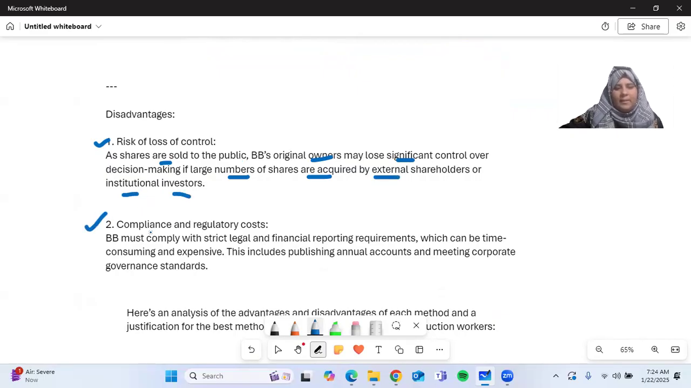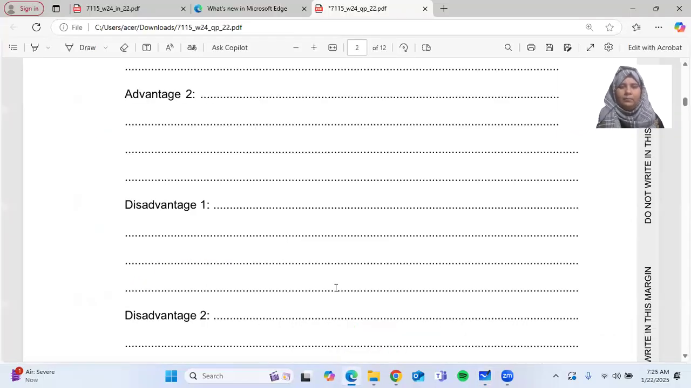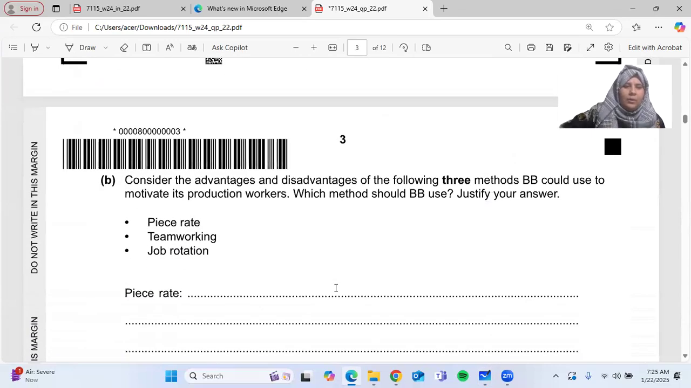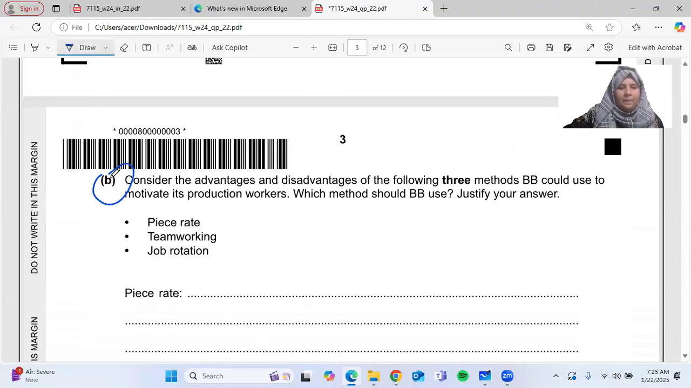The second disadvantage is compliance and regulatory cost. So BB must comply with strict legal and financial reporting requirements, which can be time consuming and expensive. And this includes publishing annual accounts and meeting corporate governance standards. Okay, so now let's see the B part.